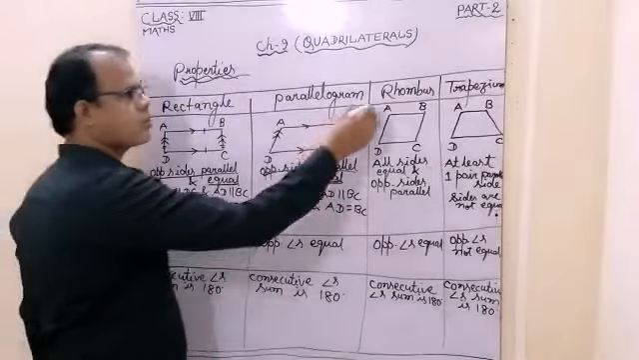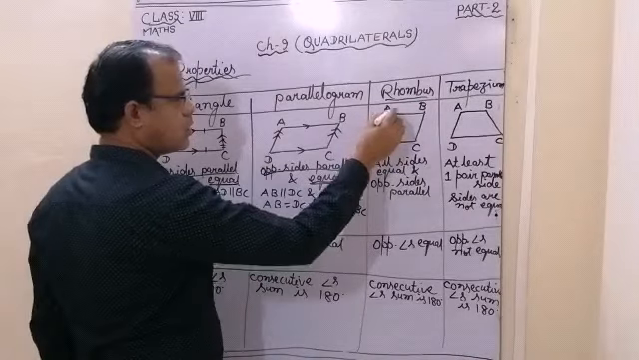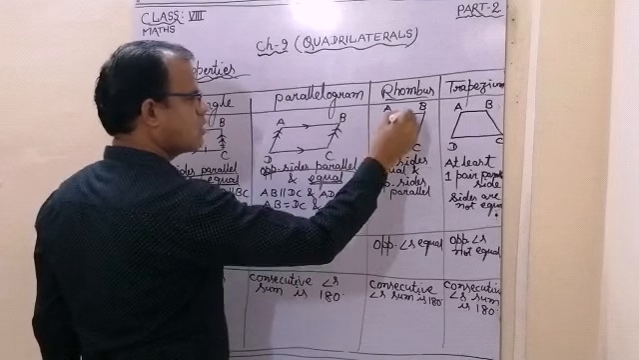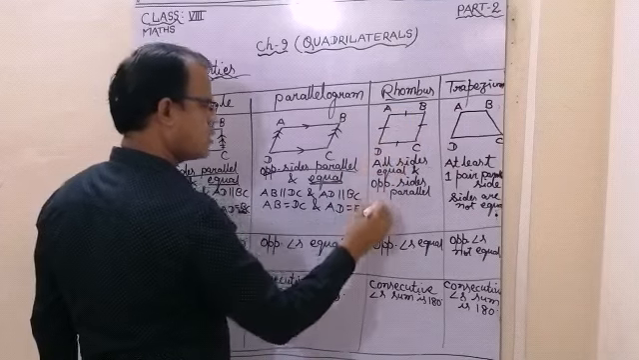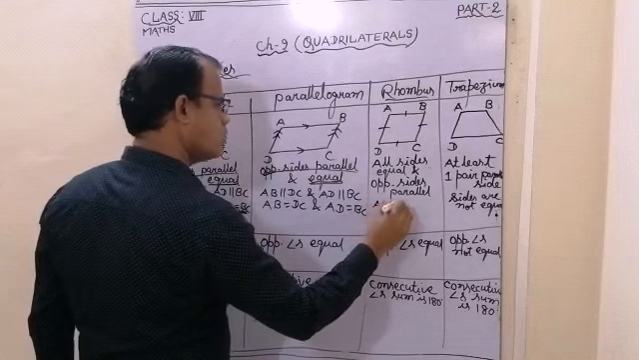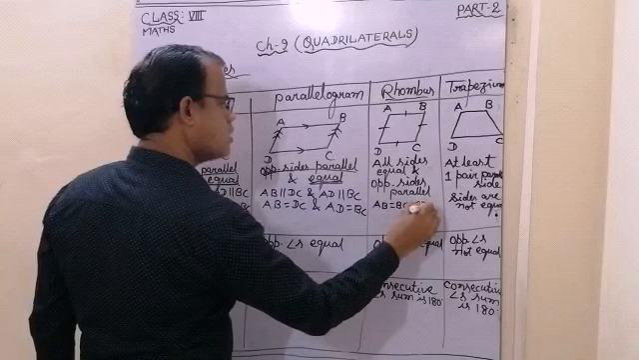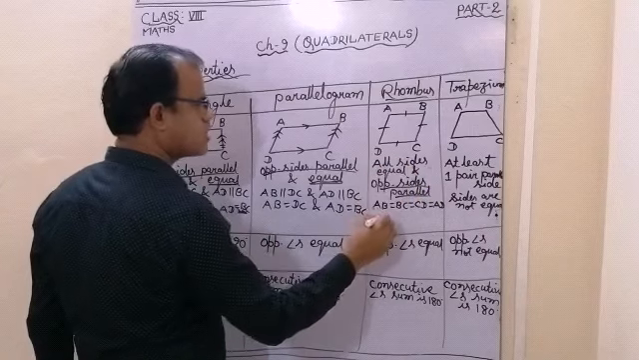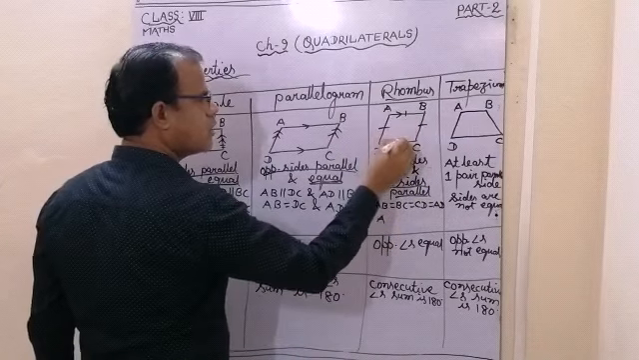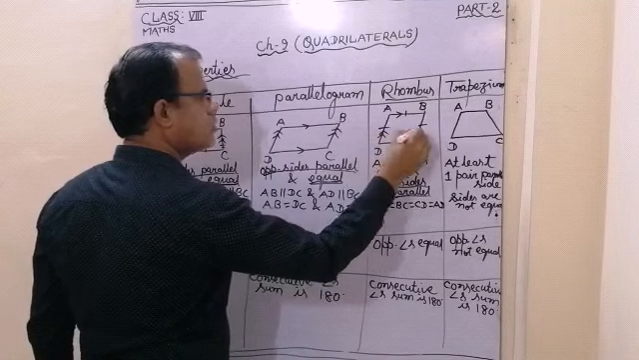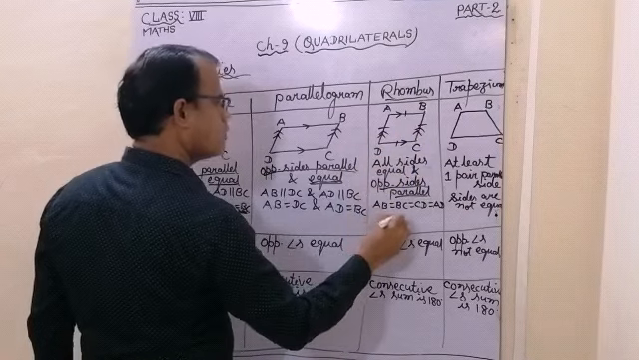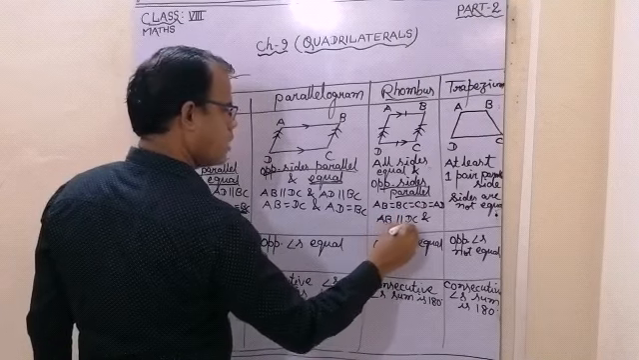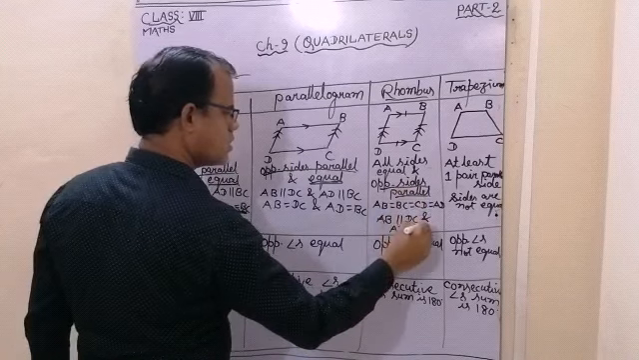Okay. Next, rhombus. Here see ABCD is a rhombus. Here all sides equal, means this side equal to this side equal to this side, it means AB equal to BC equal to CD equal to AD. And opposite sides parallel, it means that AB, this side parallel to this side and this side parallel to this side. So AB parallel to DC and AD parallel to BC.